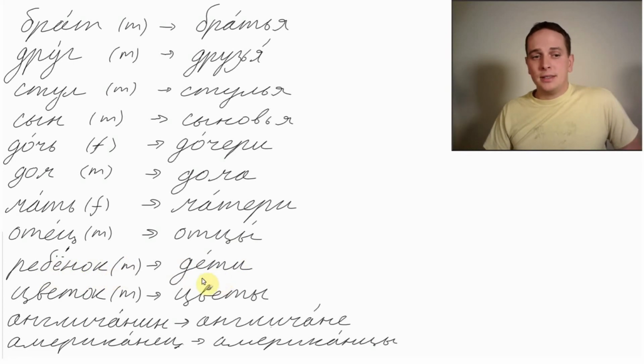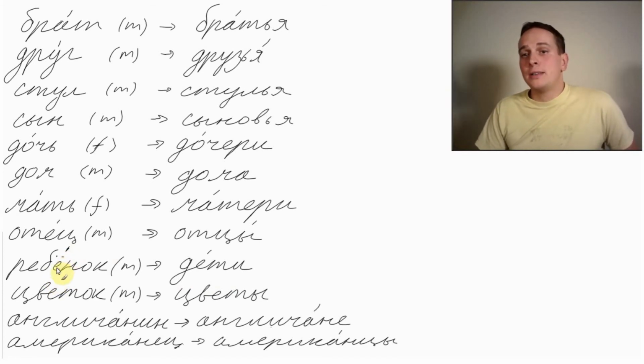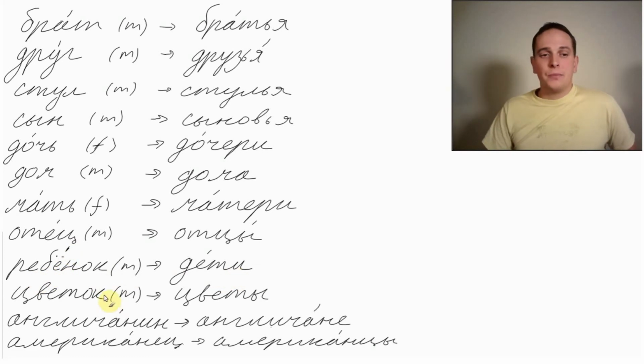Ребенок, дети. It has ё, and if we have ё inside the word, the emphasis always falls on ё. Ребенок, дети. Child, children. Цветок, flower. Цветы, flowers. Pronounce everything with me. Don't forget to pronounce after me. Цветок, цветы. I'm pronouncing it over and over again to exercise your pronunciation, and it helps you to remember the word also.